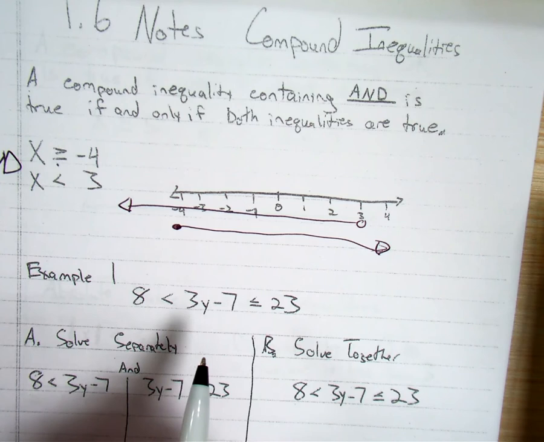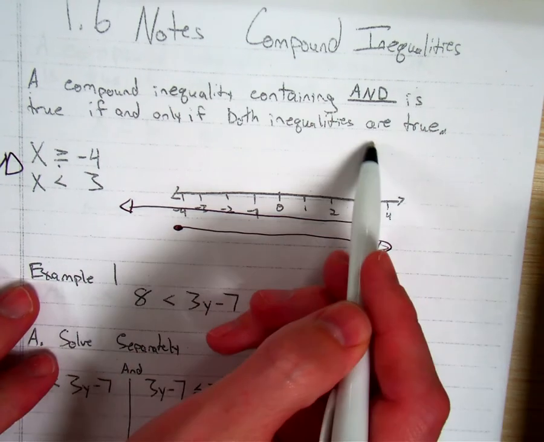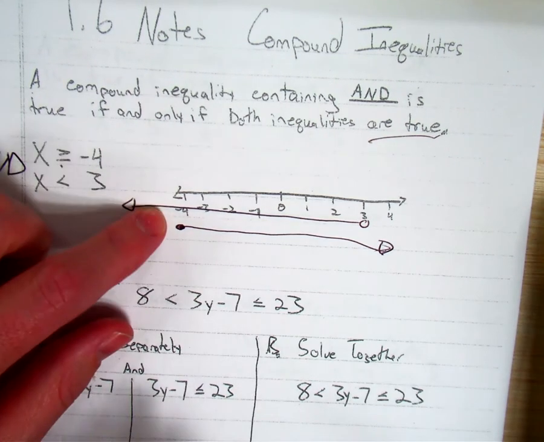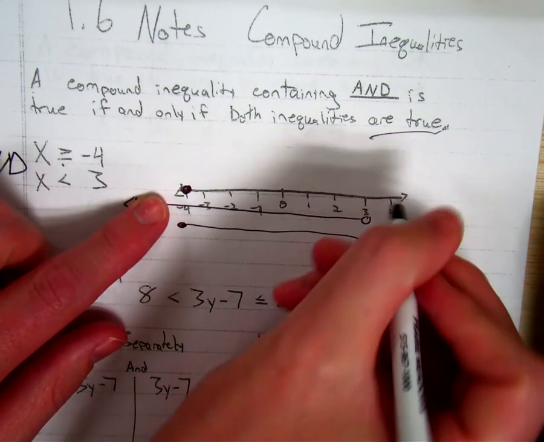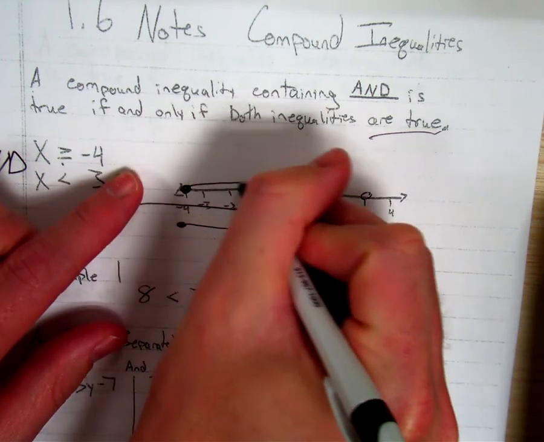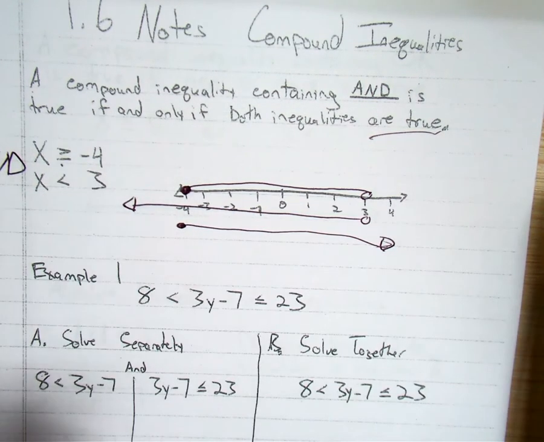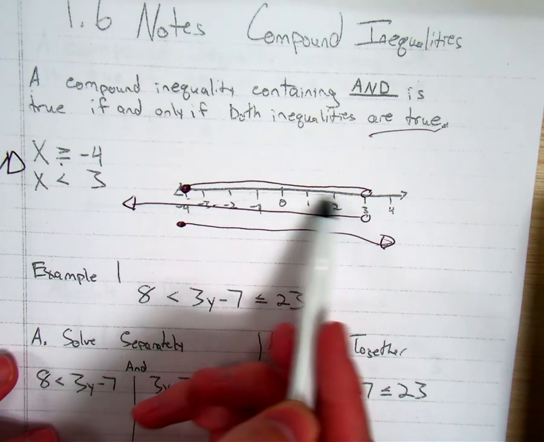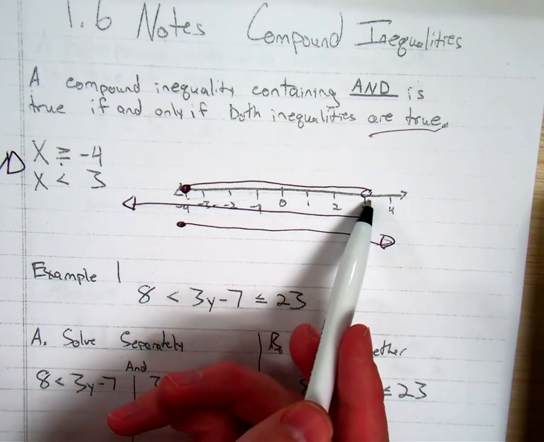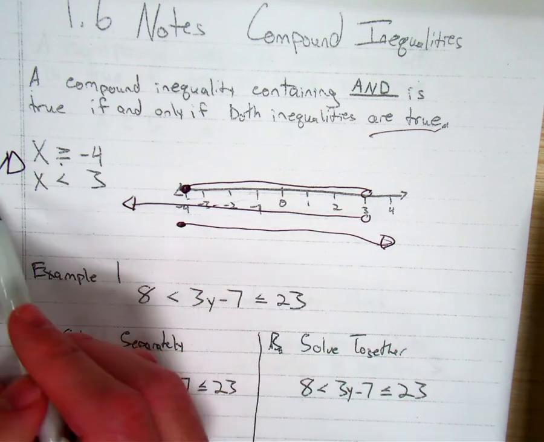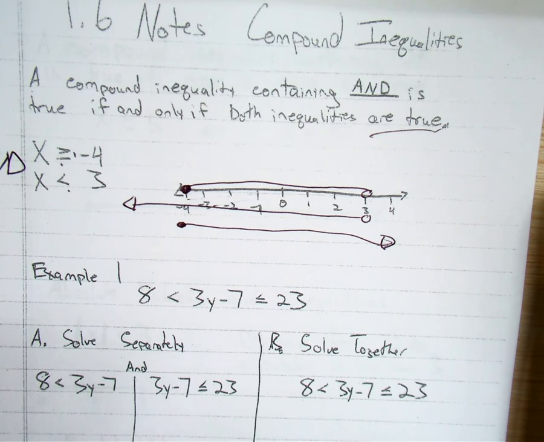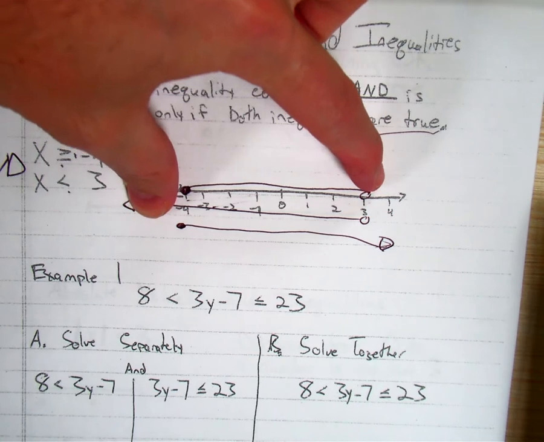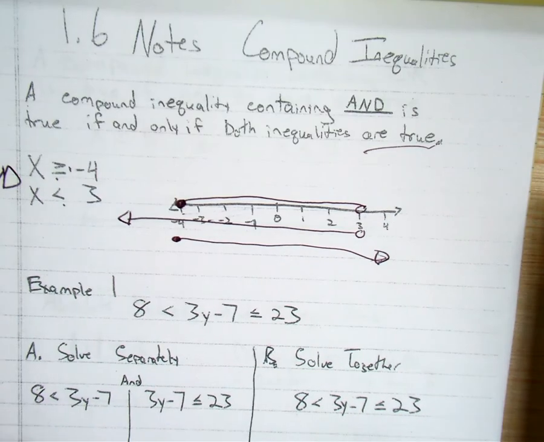So where are they both true? Where do they overlap, basically? So we're looking at they're both true between a closed dot at -4 up to an open dot at 3. That's where they're both true. All these numbers inside here, including -4 and up to, but not including 3, are both greater than or equal to -4 and also less than 3. Alright? So "and" is usually between something. Okay?